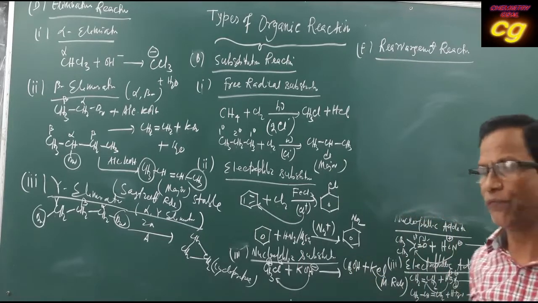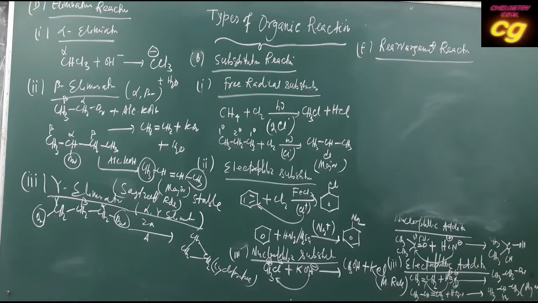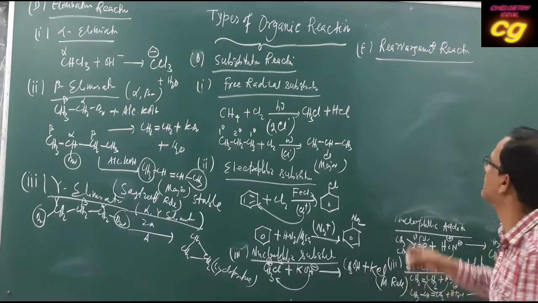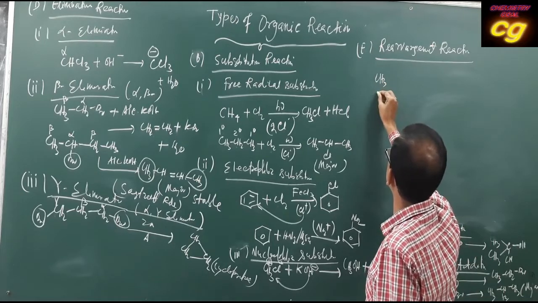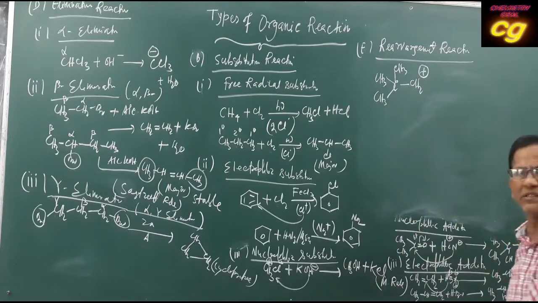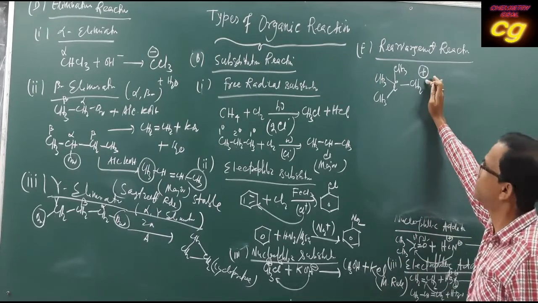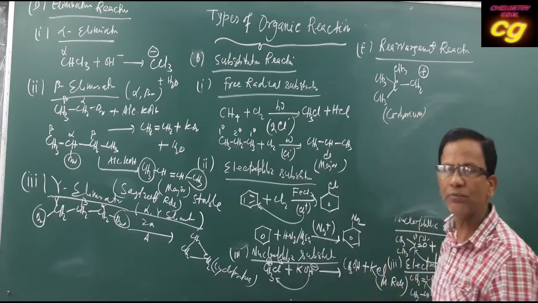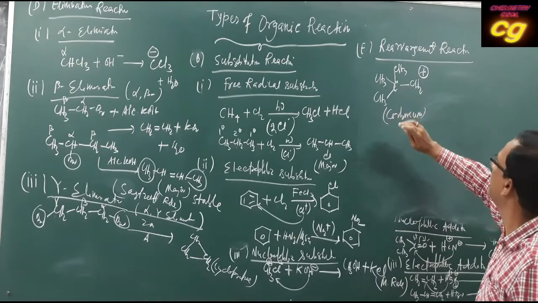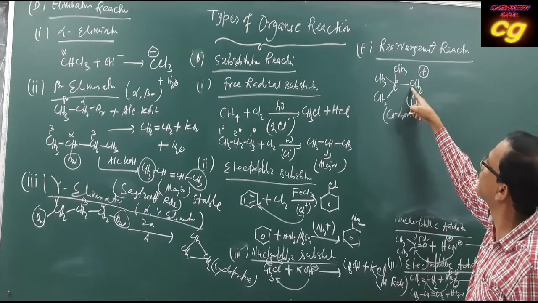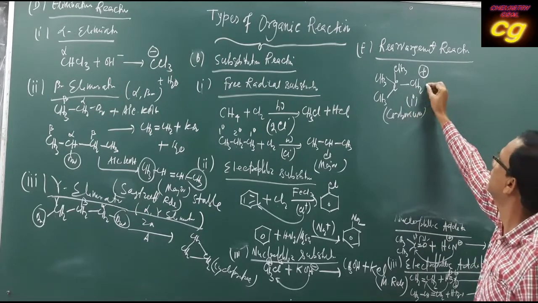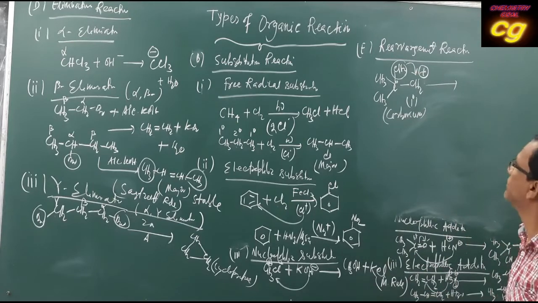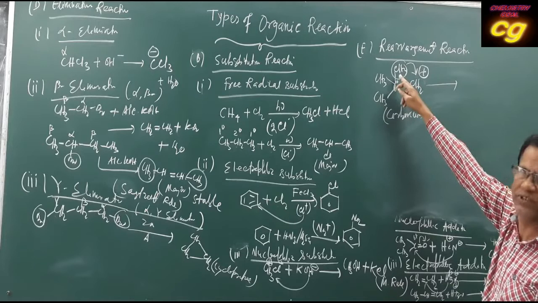Here a group in the same molecule is moved from one place to another place, but the formula remains the same. For example, this type of species is also one type of electrophile having positive charge, called carbonium. We will discuss it next. Carbon carrying positive charge is called carbonium. But this carbon is primary, because a primary carbon carries the positive charge. It will be rearranged. This will be shifted to this side. This is called migration, alkyl migration or alkyl shift.